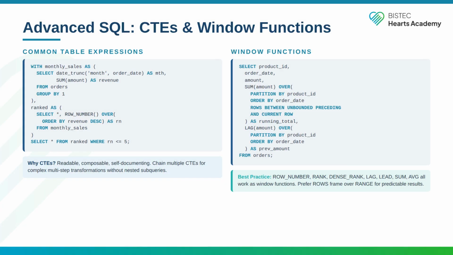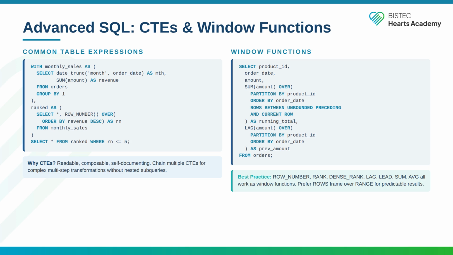Let us start with CTEs, common table expressions. A CTE is a named temporary result set defined with the WITH keyword. Think of it as a readable, composable building block. You can chain multiple CTEs, each referencing the previous one, to build complex transformations without deeply nested subqueries.